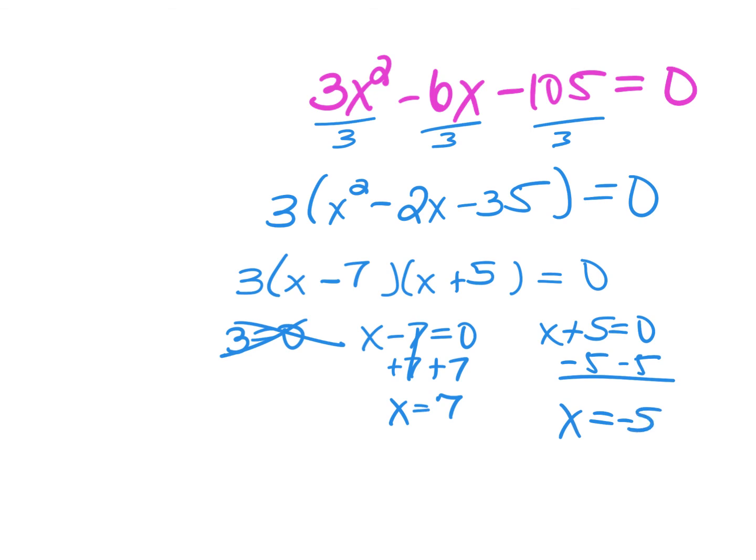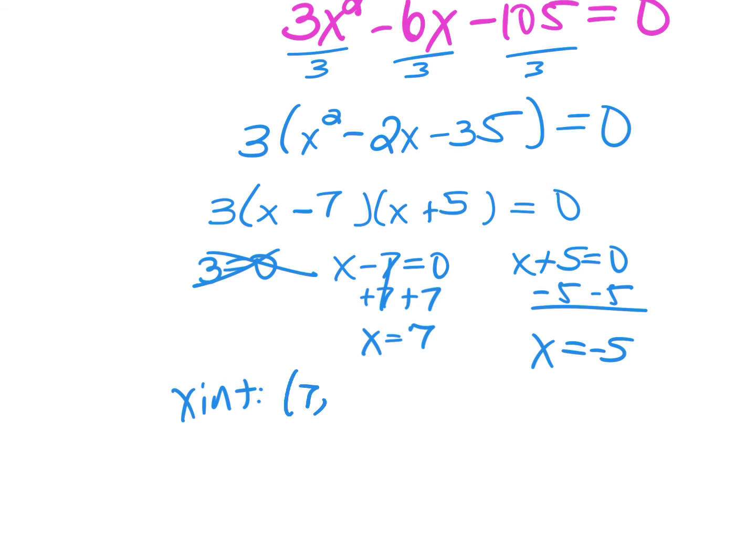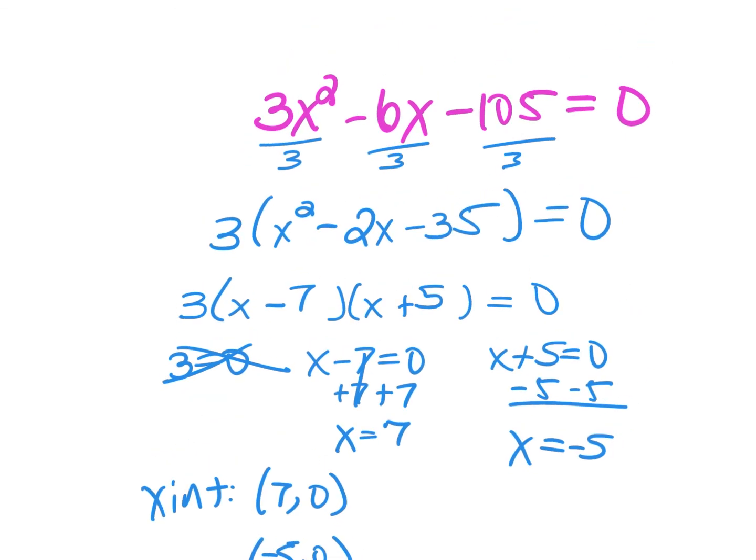How do I write my x-intercepts? My x-intercepts would be at (7, 0) and (-5, 0). There's 2 of them. How did I know from the very beginning that there was going to be 2 of them? The highest exponent is 2.